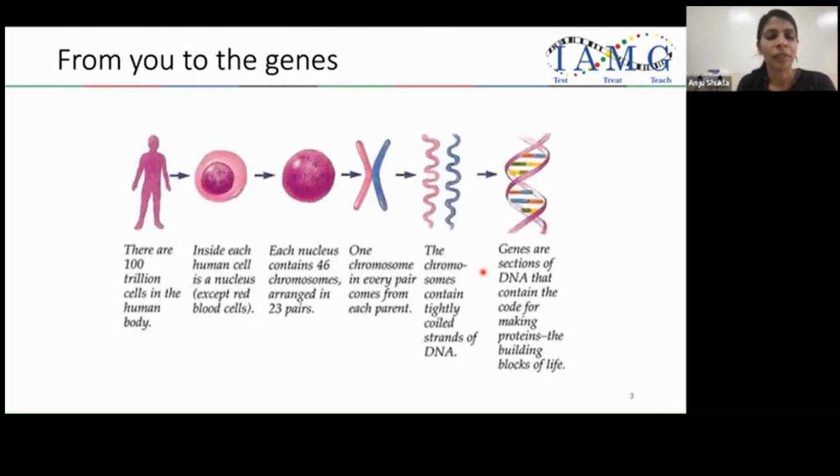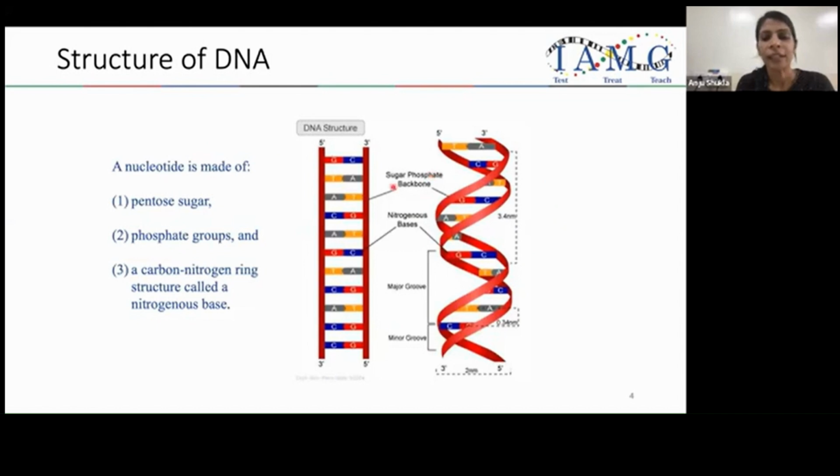We all are made up of trillions of cells, and inside these cells there is a nucleus, which contains the genetic material. This genetic material appears in the condensed form as chromosomes, and we know that these chromosomes are made up of a linear molecule called the DNA, or deoxyribonucleic acid. So the DNA is a helical molecule and it is made up of nucleotide sequences. These nucleotides contain a pentose sugar, a phosphate group, and a carbon-nitrogen ring structure called a nitrogenous base, which is of four types: adenine, guanine, thymine, and cytosine.